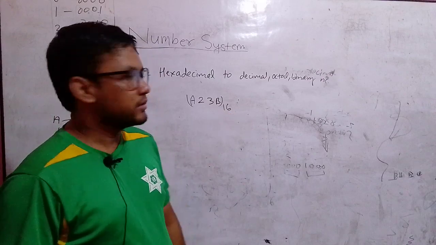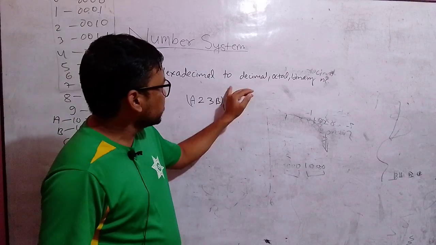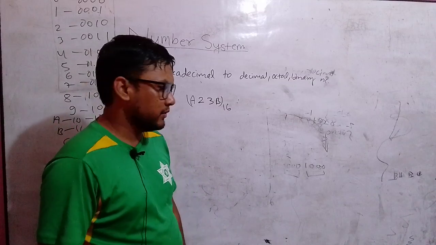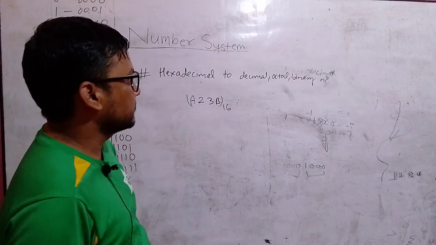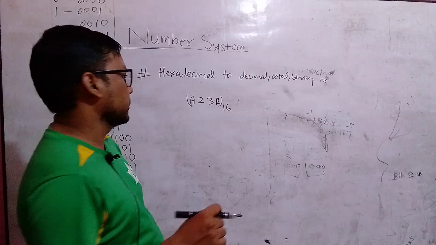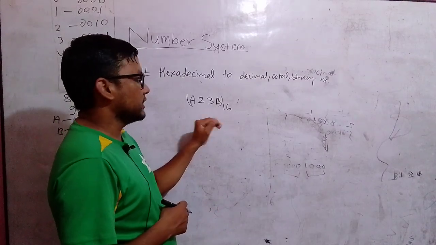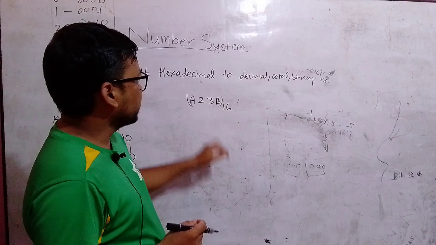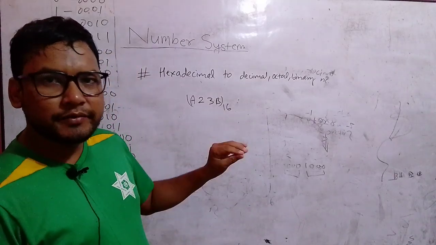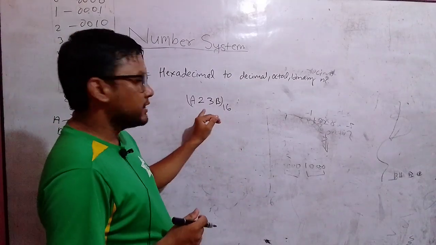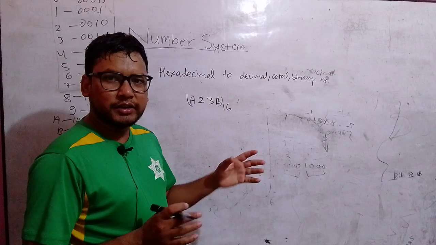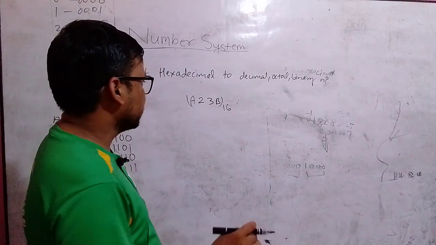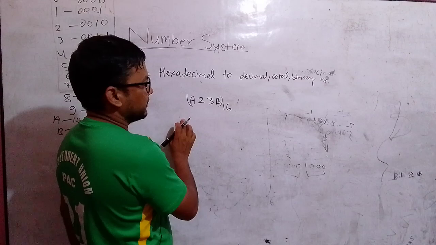Now let's see how to convert this hexadecimal number into decimal, octal and binary. Let's first try to convert this hexadecimal number into the decimal number system. To convert it to decimal, first of all we need to find the positions of its symbols. This is an integer number. An integer number does not contain a fraction, so we need to find the positions from right hand side to left hand side.